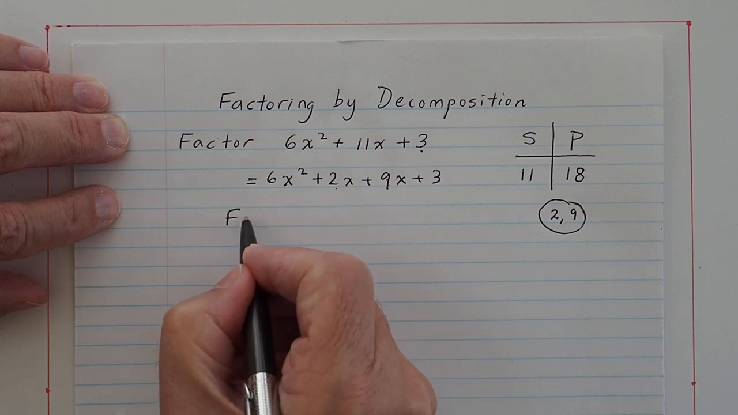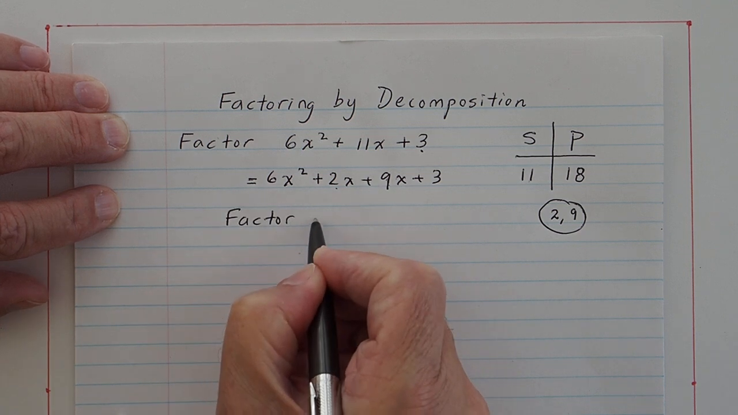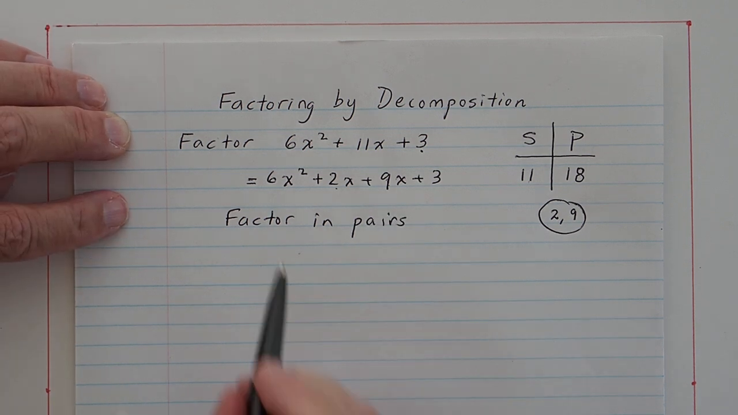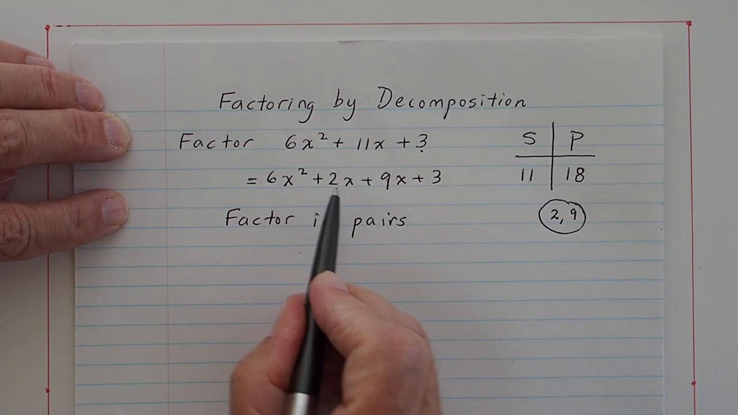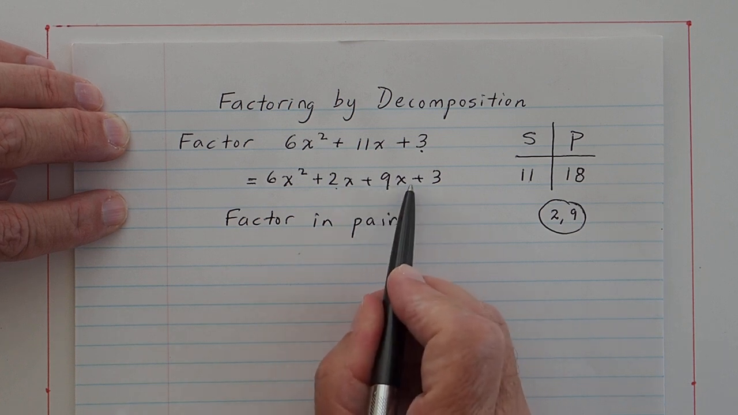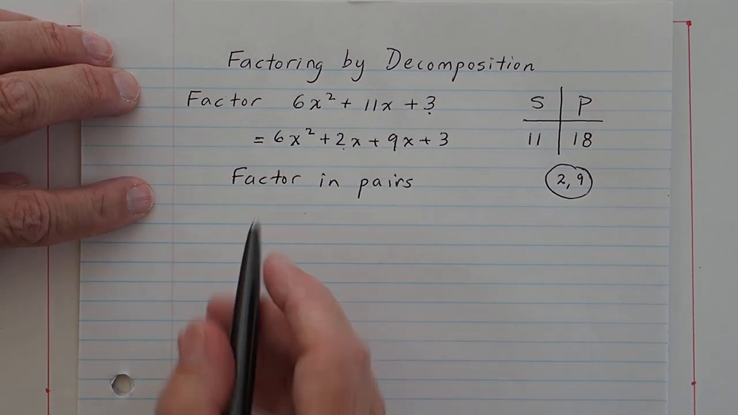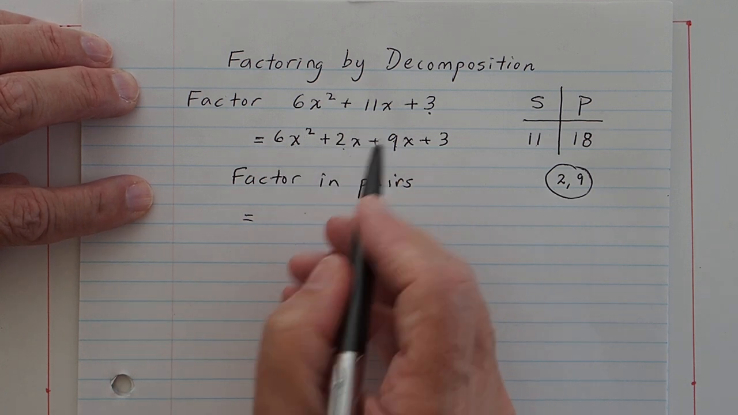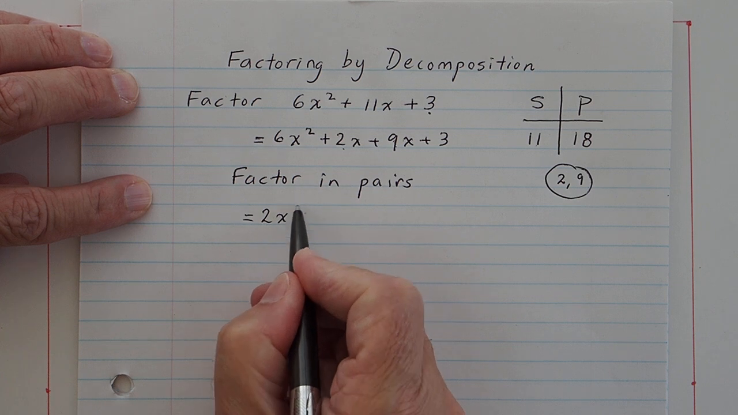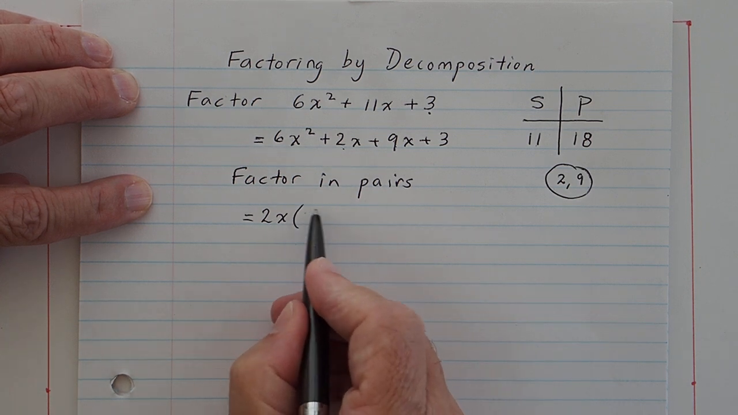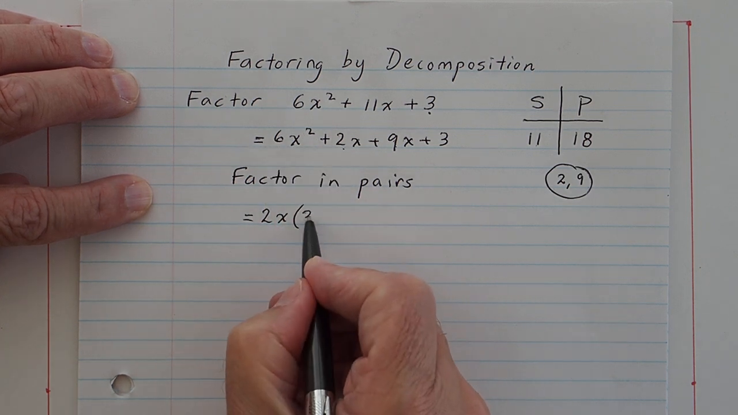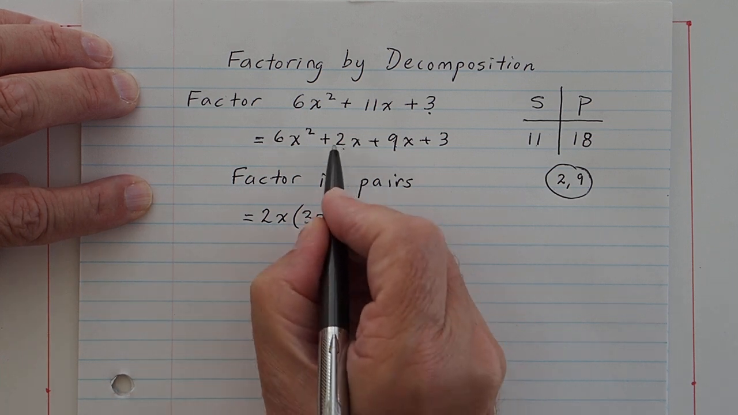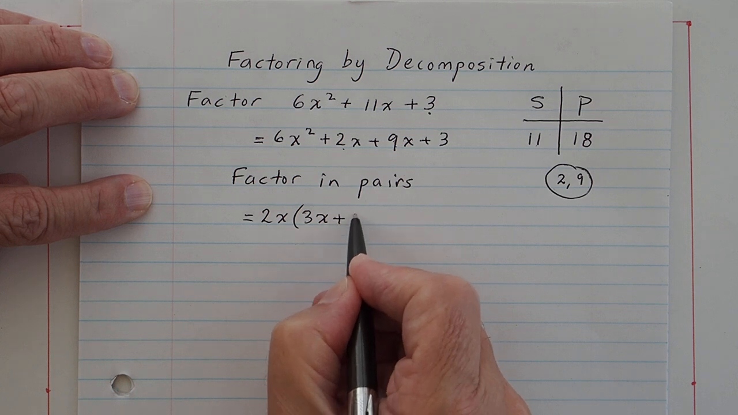Your next step is to factor in pairs. So I'm going to factor what I can from the first two terms, then factor what I can from the last two terms. So that would become, well, what can you factor out of 6x squared and 2x? A 2x can come out. 2x times something you invent gives you 6x squared. That's going to be 3x. Then 2x times something you invent gives you 2x. So that's going to be a 1.